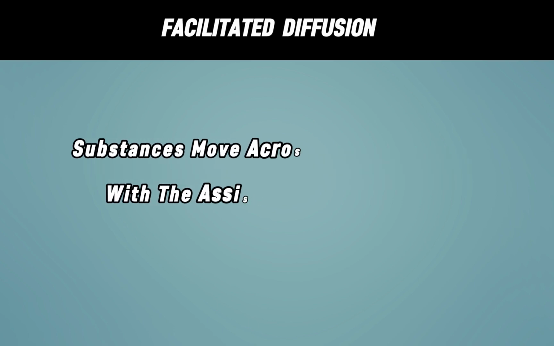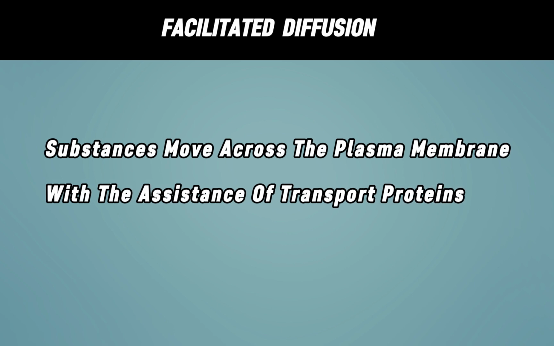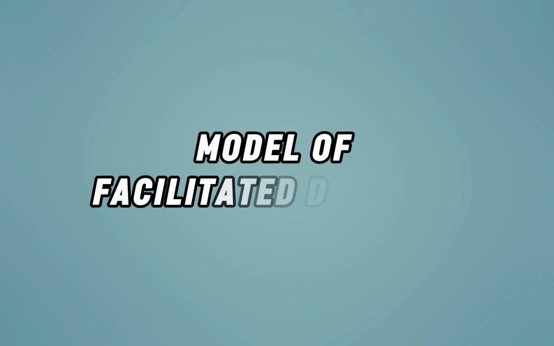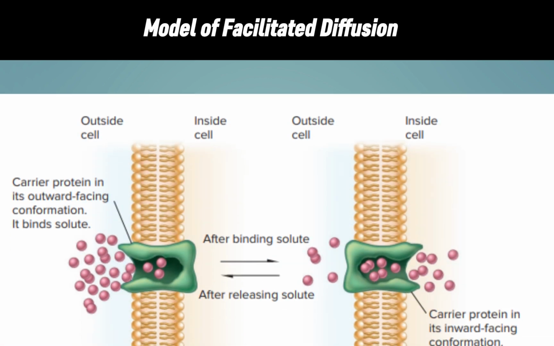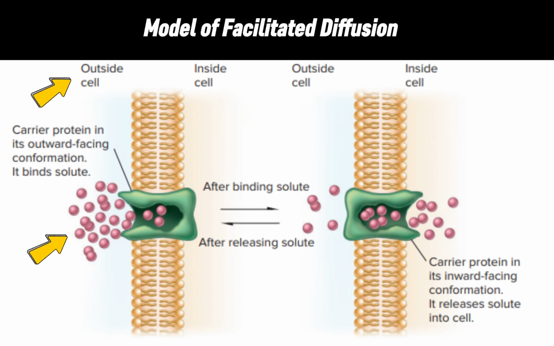During facilitated diffusion, substances move across the plasma membrane with the assistance of transport proteins that are either channels or carriers. This diagram shows the model of facilitated diffusion. You can see on the left side it is outside the cell. The solute molecule binds to the outside of the carrier. Then it changes conformation and releases the molecule on the cell interior. The carrier subsequently changes back to its original shape and is ready to pick up another molecule.